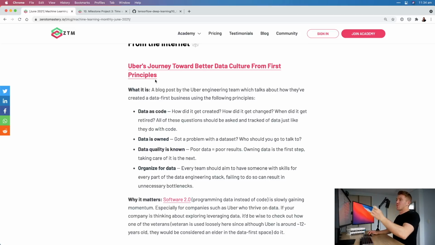Anyway, this is a beautiful blog post by Uber. Uber's journey towards better data culture from first principles. So let's jump into this.